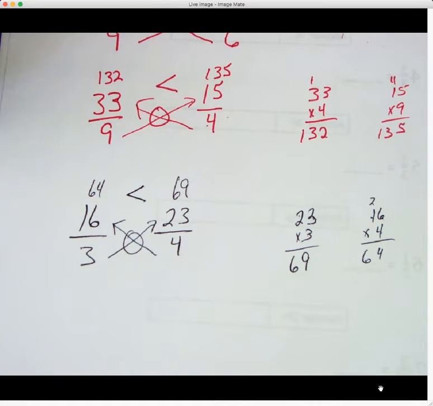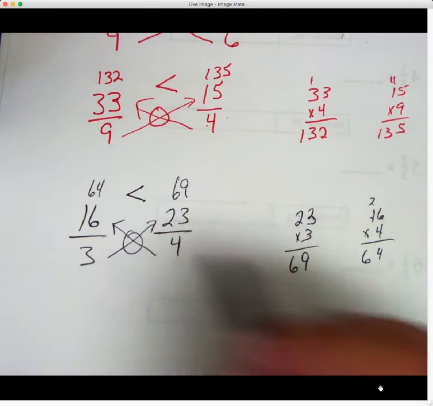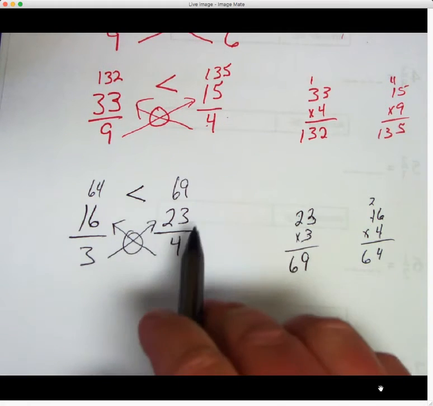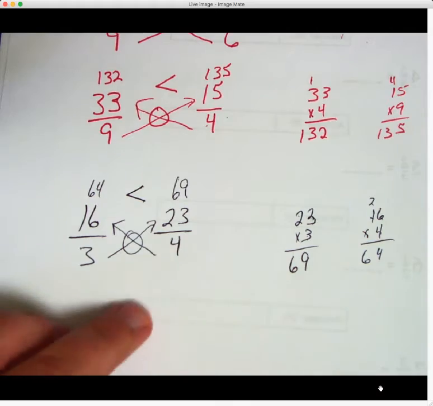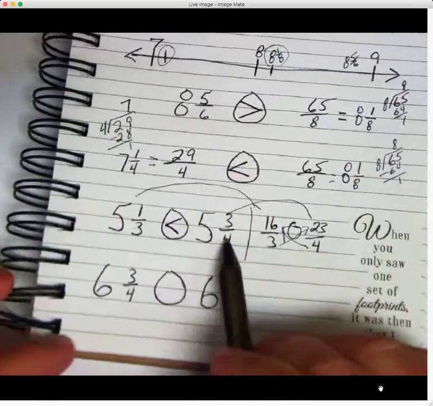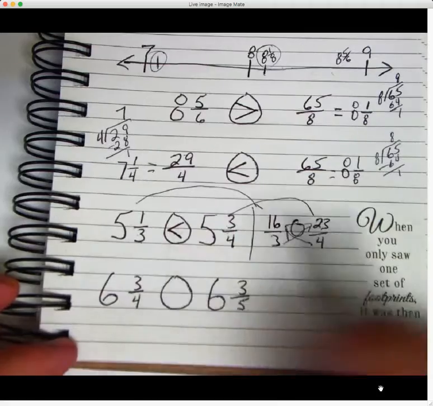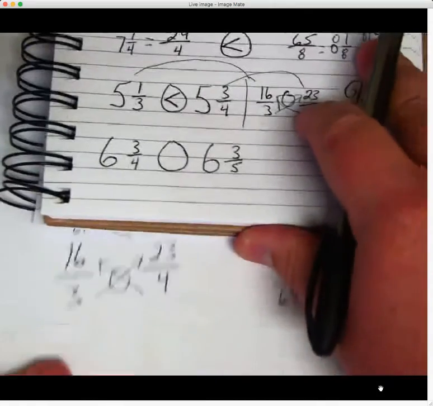All right, so 16 thirds, that was what? Which one was that? Hang on a minute. Did I miss it? 69 is great. No, I didn't. Okay. 23/4, I'm getting confused, was the same thing as 5 3/4. So we said 5 3/4 was bigger, so we got it right. I was just checking to make sure.